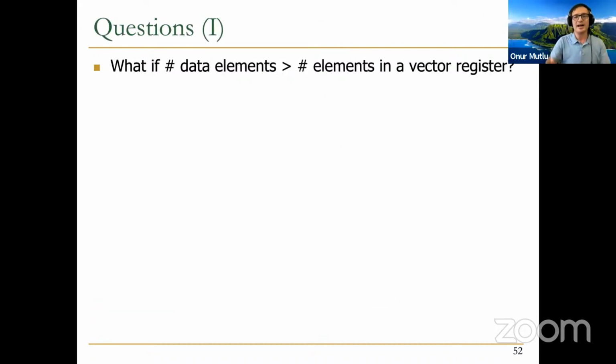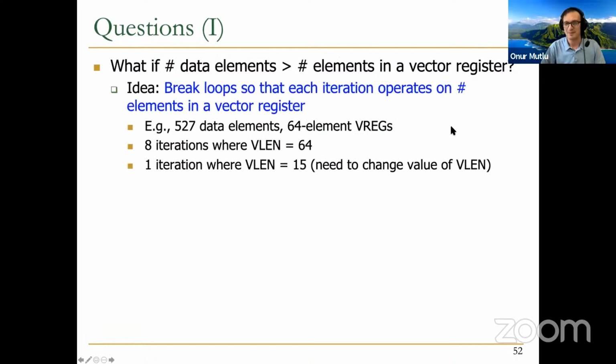Okay, so there are a bunch of interesting questions to make this more general purpose. Now let's take a look at that. What if the number of data elements is greater than the number of elements in a vector register? Now you need loops. Basically, you break loops so that each iteration operates on the number of elements in a vector register.